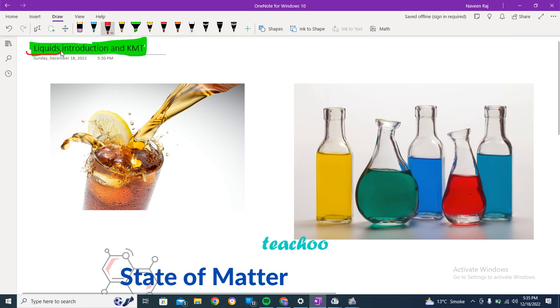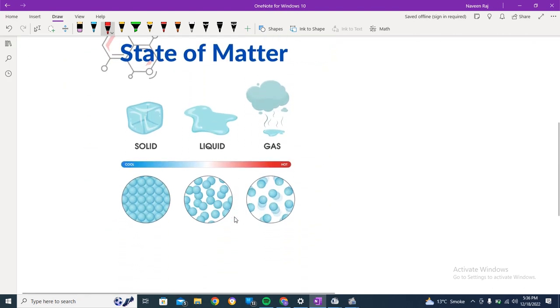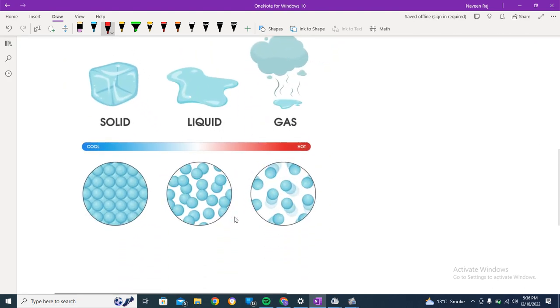KMT is the kinetic molecular theory, while liquid is one of the states of matter. We have all known about this, like there are 3 states of matter: solid, liquid and gas. Liquid is one of them, and we are studying liquid. Now we have some beautiful pictures for you guys, and you will see that these are liquids. These pictures show how liquids take the shape of their containers and all that.